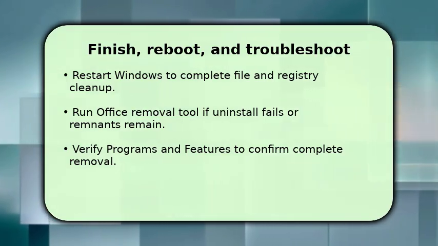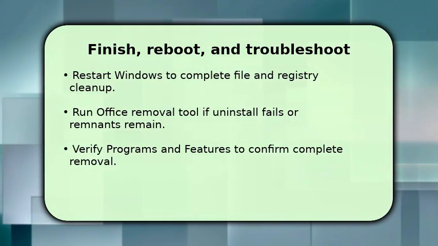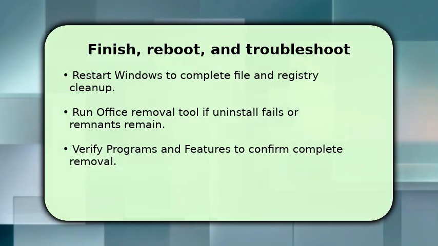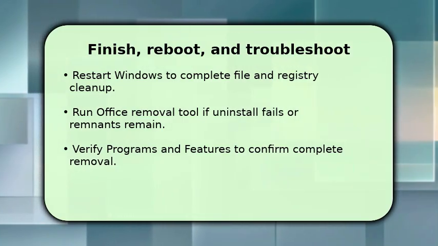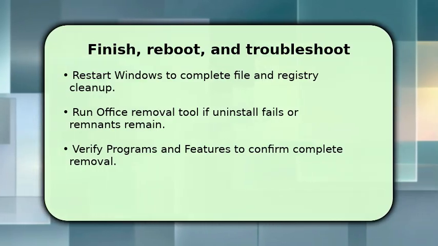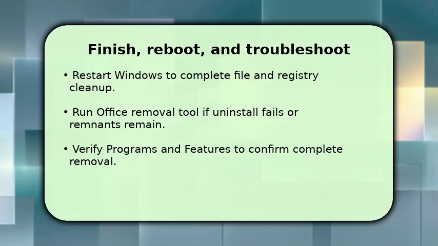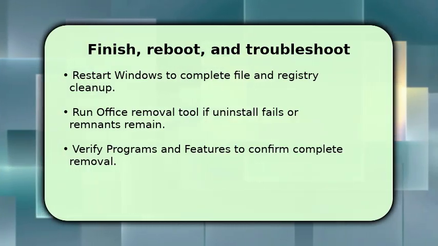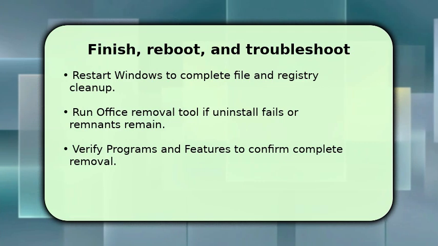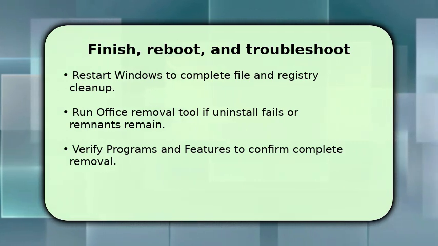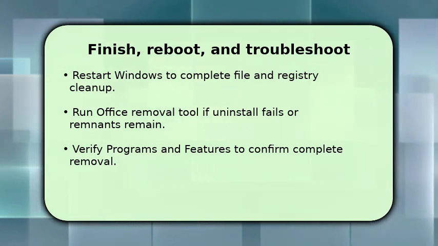If Office still appears or you get errors, download and run the Microsoft Support and Recovery Assistant Removal tool to clean leftovers and repair installer state. Make sure to check Programs and Features or Settings to confirm Office is gone, and only then reinstall or install a different Office edition. If problems persist, run the tool again and review.